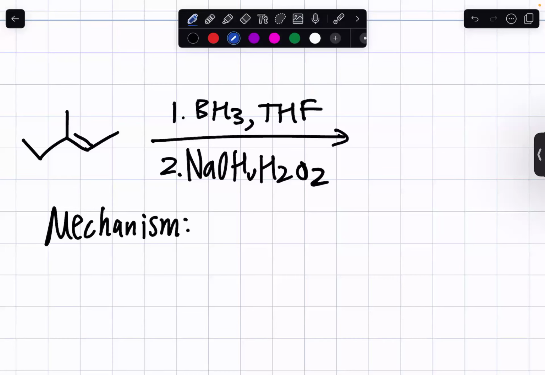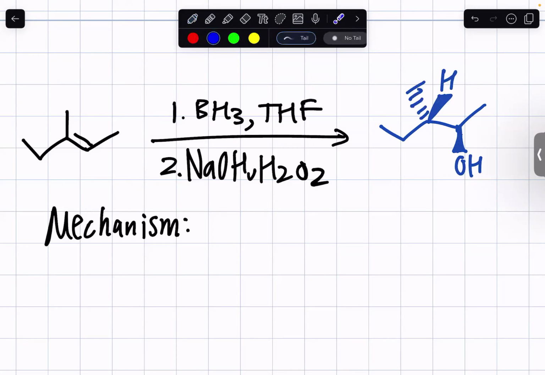In this video, I'm going to go over the hydroboration-oxidation reaction and mechanism, where these are the reagents that represent the hydroboration-oxidation reaction, which is an anti-Markovnikov and syn addition reaction, meaning that the alcohol will attach on the less substituted side, which is this carbon right here. And since this is syn addition, it will be on the same side as the hydrogen on the other carbon, which forces this methyl to become a dash.